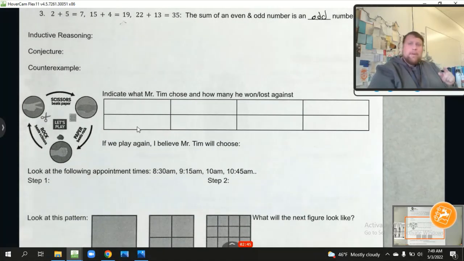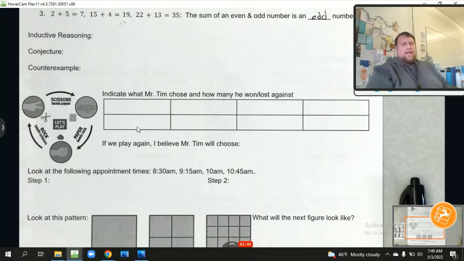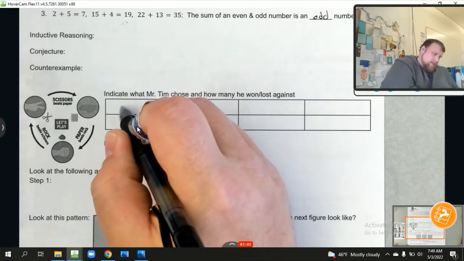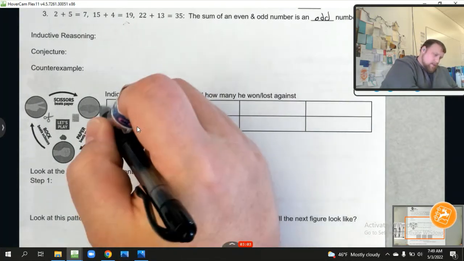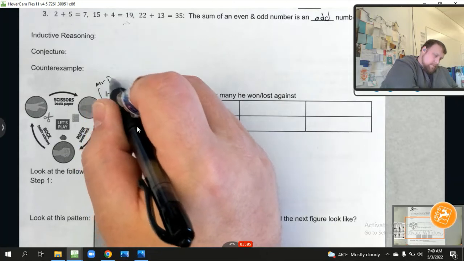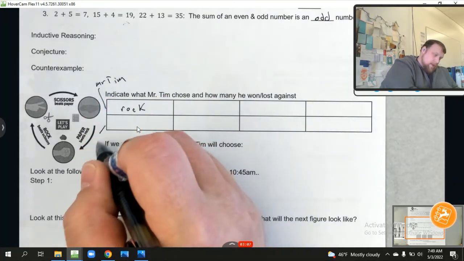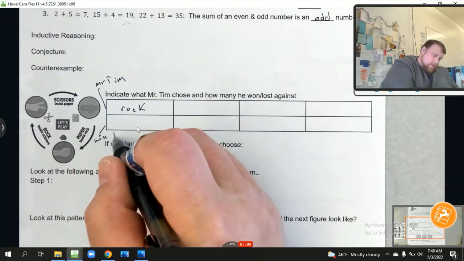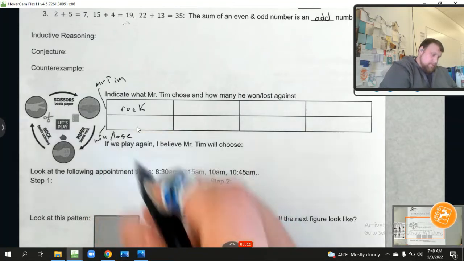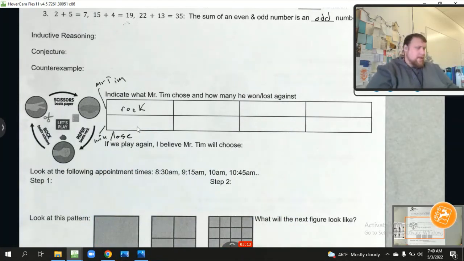Now, I want to play paper, rock, scissors with you, so you should pause in between each one. Are you ready? Indicate what Mr. Tim will choose and your win-loss record. Are you ready? Let's do this. Ready? Rock, paper, scissors, shoot. I chose rock. Did I beat you? You can write down that I chose rock. So this is going to be Mr. Tim. And then down here, did I win or lose? So you indicate that, okay?